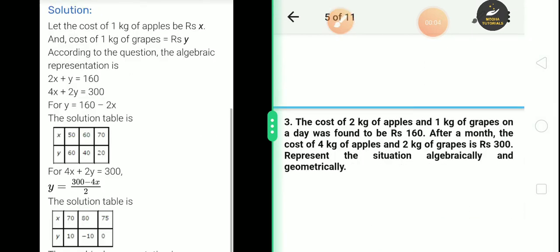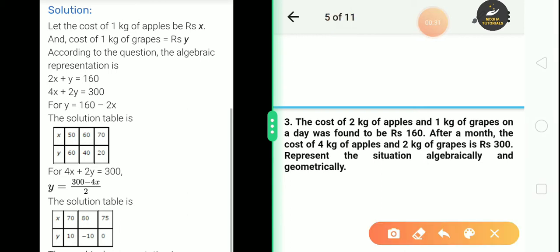Question 3. The cost of 2 kg of apples and 1 kg of grapes on a day was found to be rupees 160. After a month, the cost of 4 kg of apples and 2 kg of grapes is rupees 300. Represent the situation algebraically and geometrically. Algebraically means you have to find the expressions, equations, and geometrically means you have to draw the graph. Okay, so let's start with the solution.